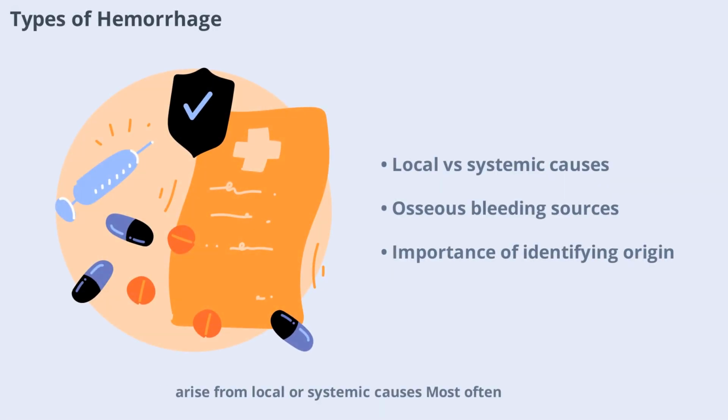Most often, postoperative bleeding in healthy patients is due to local factors, such as injury to soft tissues or bone. Osseous bleeding may originate from nutrient canals in alveolar bone or from central vascular lesions like vascular malformations or hemangiomas. Understanding the source of bleeding is key to effective management. Local causes are usually easier to control, while systemic causes may require more comprehensive treatment. Recognizing whether the bleeding is from soft tissue or bone helps guide the appropriate intervention and ensures patient safety during and after oral surgery.